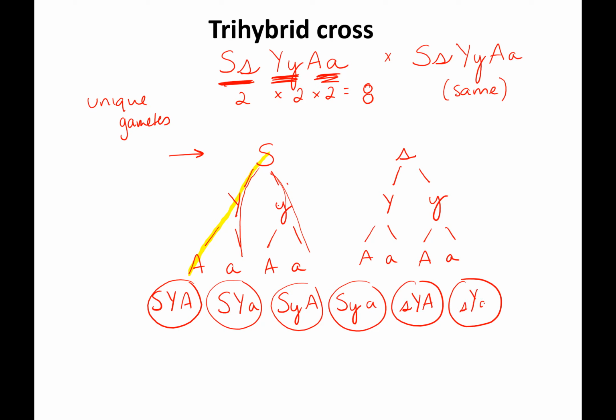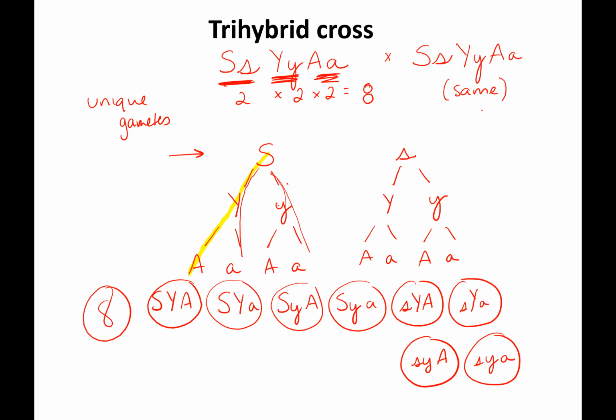S, Y, little a, S, little y. I'm getting small. This is what I tell you: if you have two letters that look the same, make sure you make them look different, or you're going to get messed up because your letters don't always stay large and small. So there are my 8 unique gametes.